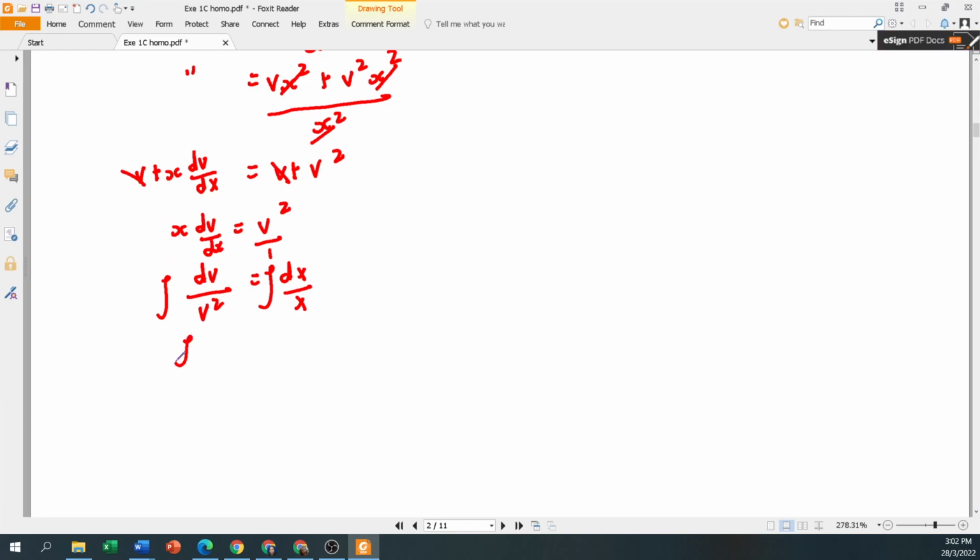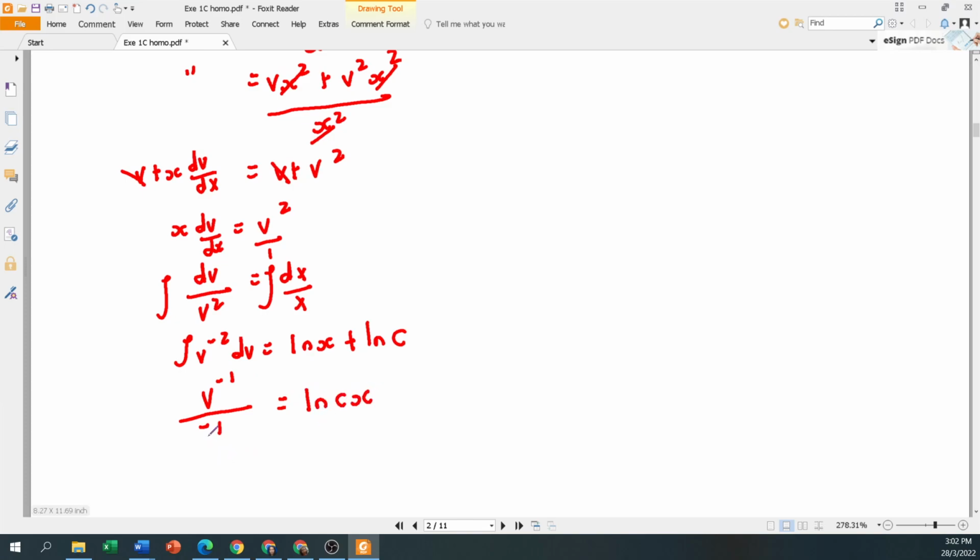So this is the integral of v to the power negative 2 dv. The integral of 1 over x is ln x. Okay, I can put plus ln c. So for integrating the power negative 2, you add 1, so it becomes negative 2 plus 1, v to the power negative 1, divided by the increased power, which is negative 1. Then you have negative v to the power negative 1 equal to ln cx. And then negative v to the power negative 1 is negative 1 over v, equal to ln cx.